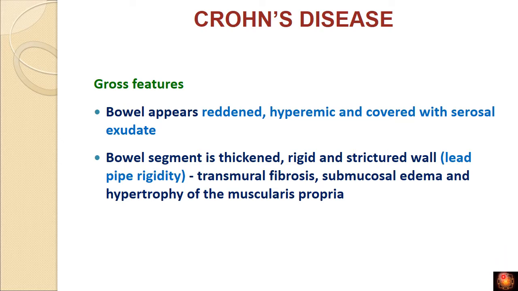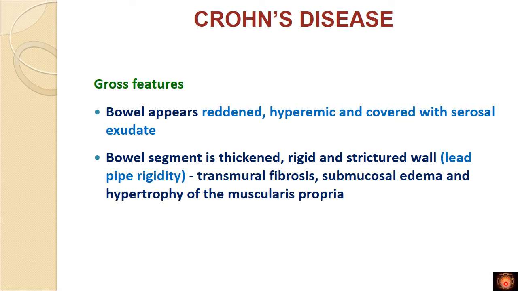Then coming to the gross features. When we are describing the gross features, let us see the external changes in the intestine involved by Crohn's disease, and what changes we see on the mucosal surface. Externally, the bowel which is involved appears reddened, hyperemic, and covered with serosal exudate. As the inflammation is transmural, with all the layers involved, there will be fibrosis because of the inflammation, and also hypertrophy of the muscularis propria.